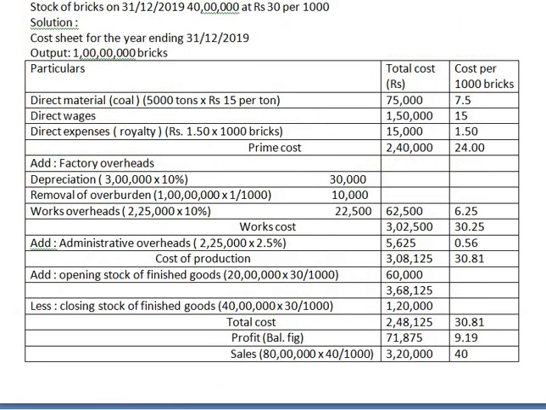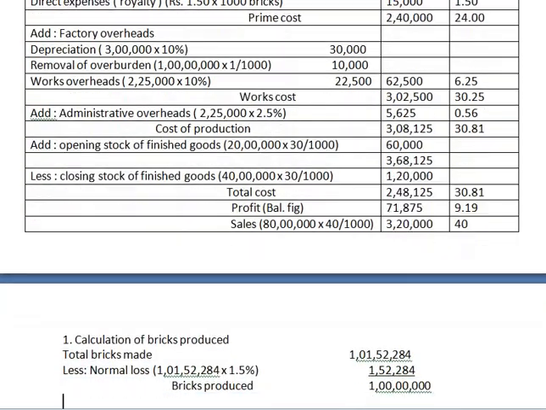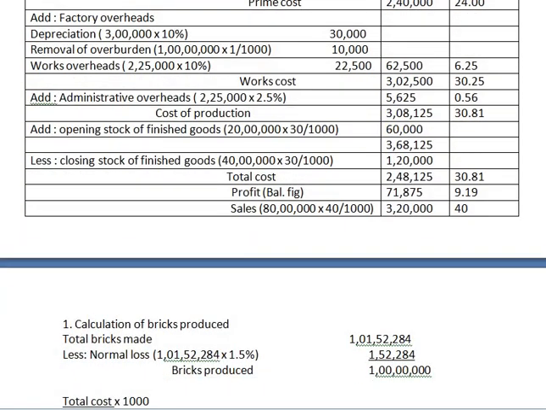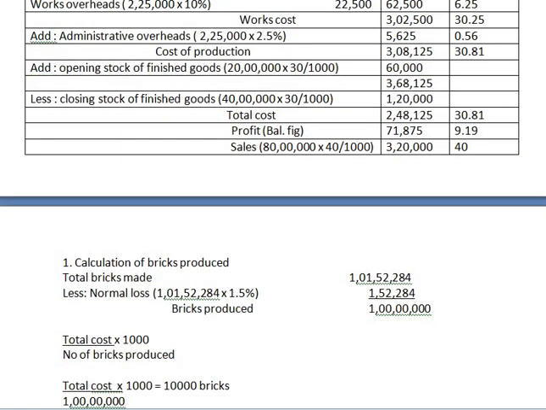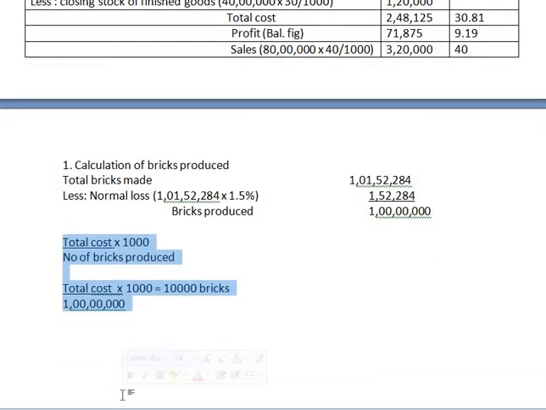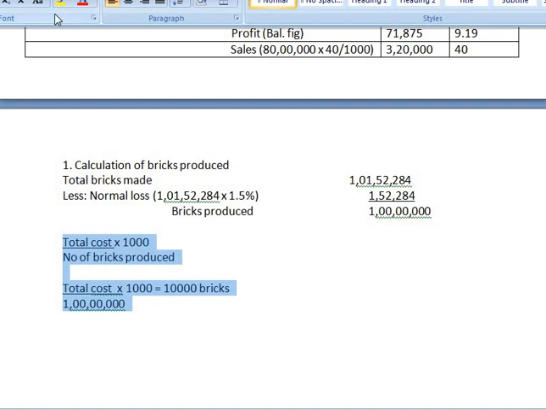Okay, hope this problem is clear to you all. Whatever bricks made they have given, from that if we deduct normal loss, whatever percentage they had given, you will get bricks produced. So bricks produced is 1 crore, but they have asked us to calculate cost per 1000 bricks. So this we have applied. This is what is extra you will have to understand. Okay, hope this problem is clear to you all.